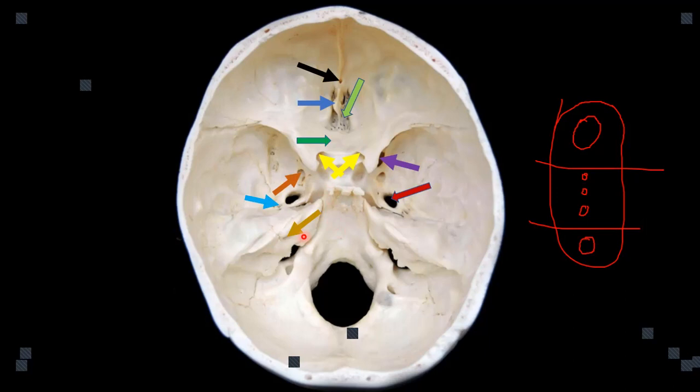So the sensory root of the facial nerve is the nervus intermedius of Wrisberg. Okay, and also you have the vestibulocochlear nerve passing through there, and the labyrinthine artery, which came from the anterior inferior cerebellar artery, which came from the basilar artery. Okay, and then you have the jugular foramen there, big.